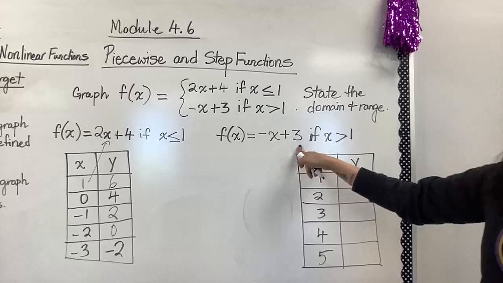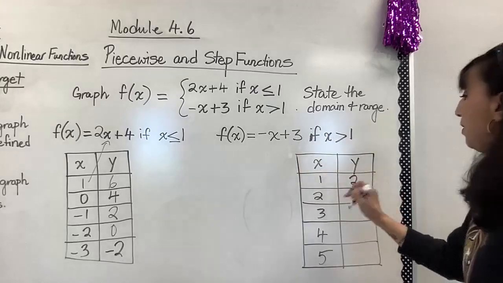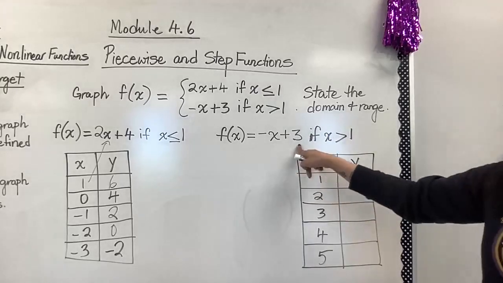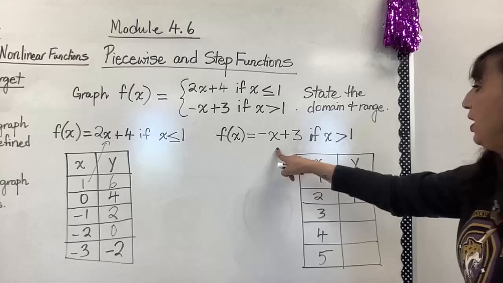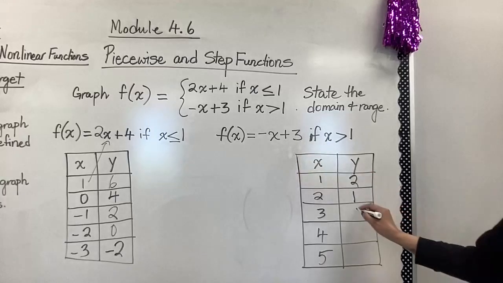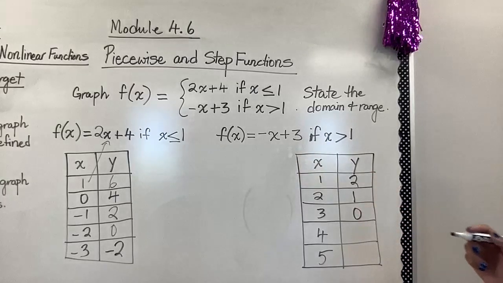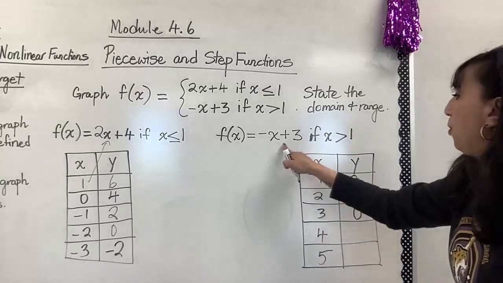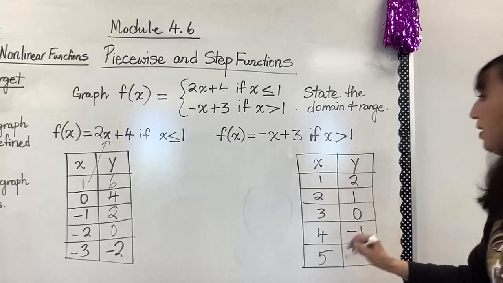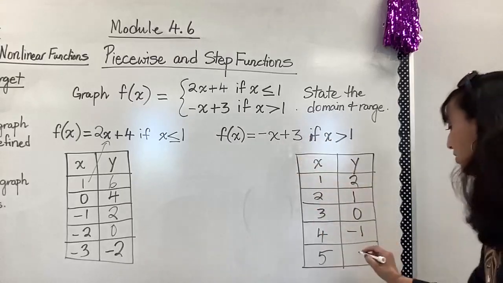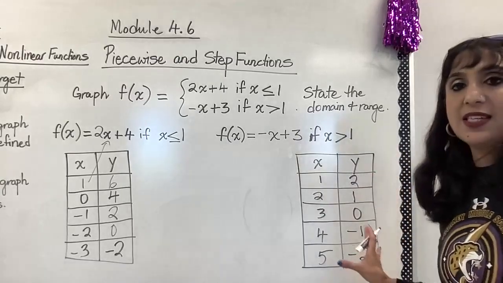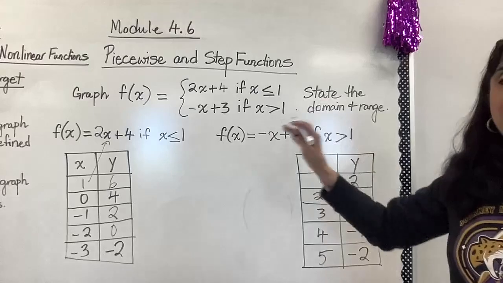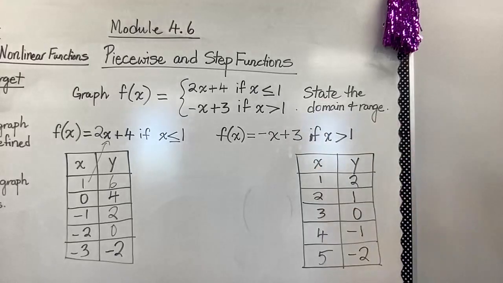So here we're just going to substitute the values. -1 plus 3 is going to give me 2. -2 plus 3 is going to give me 1. -3 plus 3 is going to give me 0. And the same way, -4 plus 3 gives me -1. -5 plus 3 gives me -2. So here are my ordered pairs for my second equation that is provided, the second function.